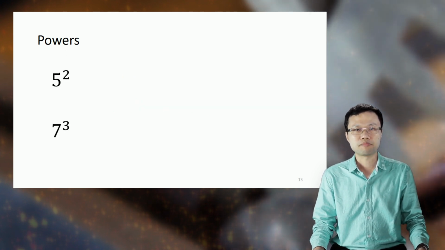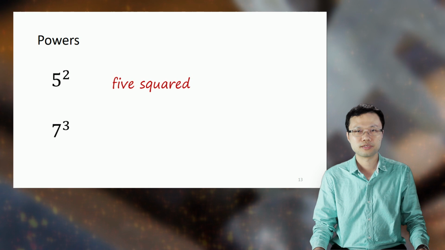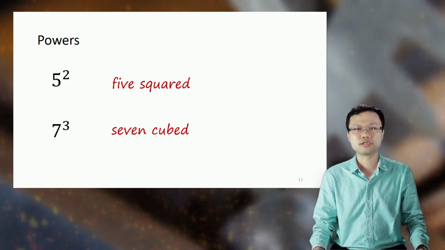Let's practice some examples here. The first one is 5 squared. Can you read the second one? It is 7 cubed. Easy, yeah?